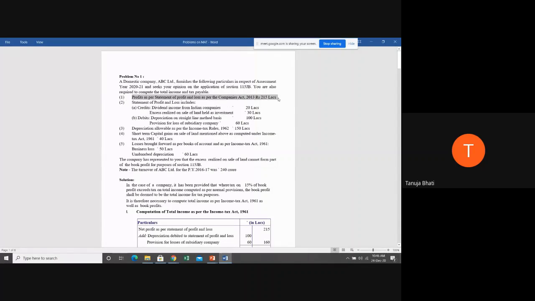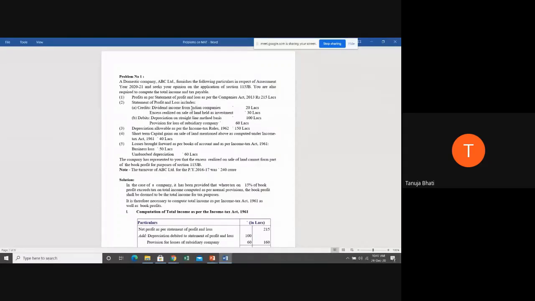Profits as per the statement of P&L account as per the Companies Act is 215. So the net profit as per P&L account is 215. Statement of P&L account includes these credits. Dividend income from Indian company 20 lakh. Excess realized on the sale of land held as investment 30 lakh. Now students, forget MAT. First step is to calculate the tax as per normal provisions of income tax.